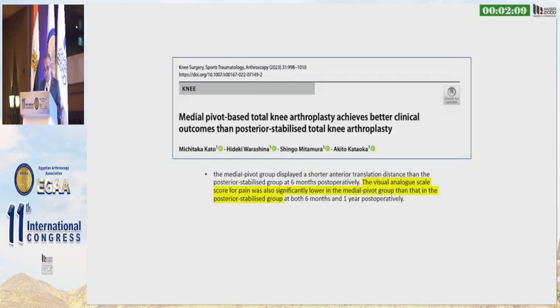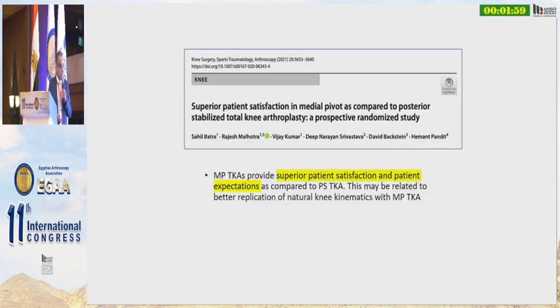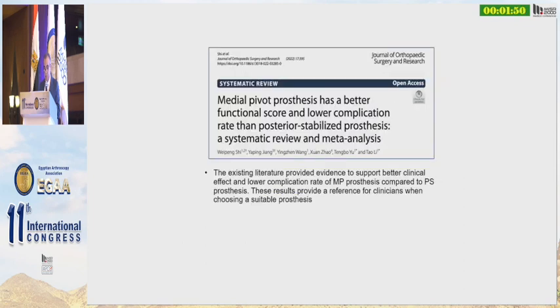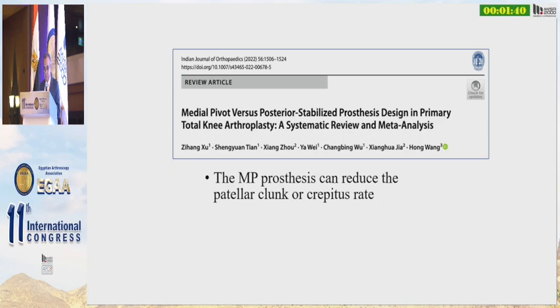Another publication here says the visual analog score for pain is significantly better than the PS. Another publication here as well shows superior patient satisfaction and patient expectation from medial pivot. Medial pivot prosthesis has better functional score and lower complication rate than PS. The medial pivot prosthesis can produce patellar clunk or crepitus.